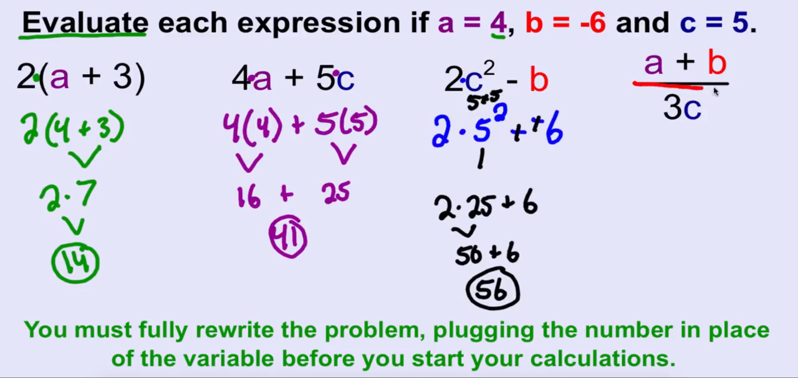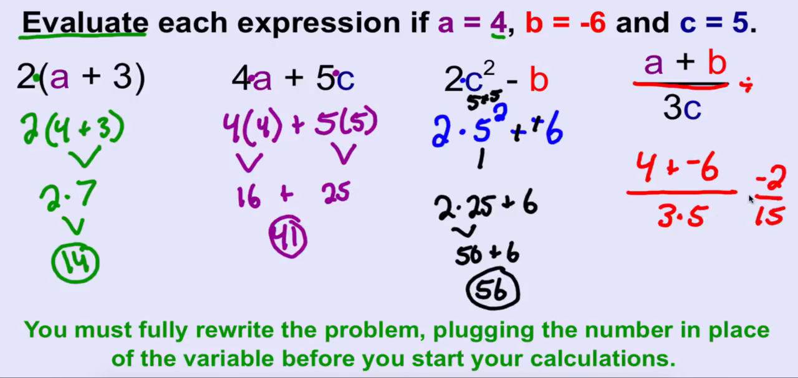Last one, a plus b. That big fraction bar here is really code for divide. You're going to take the whole top divided by the whole bottom. So a is 4 plus b is -6 all over 3c. That means 3 times c, or 3 times 5. 4 plus -6 is going to be -2. 3 times 5 is 15.